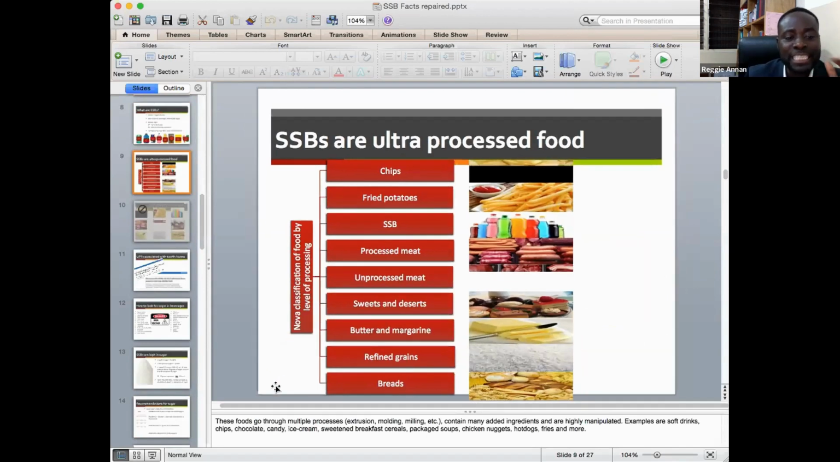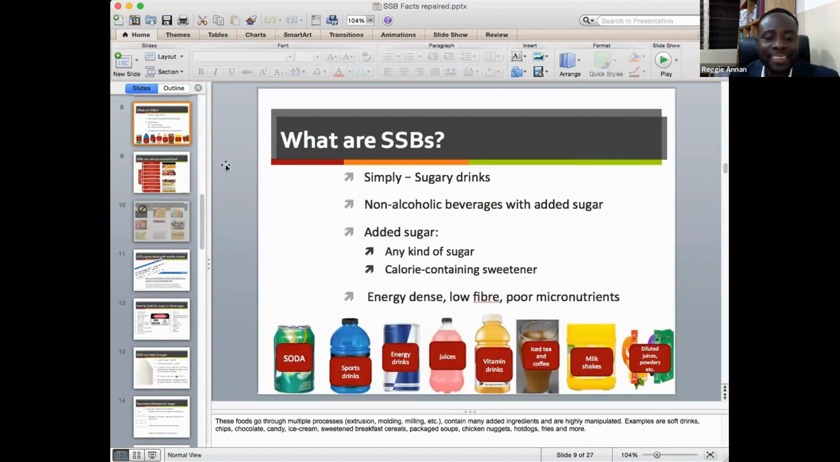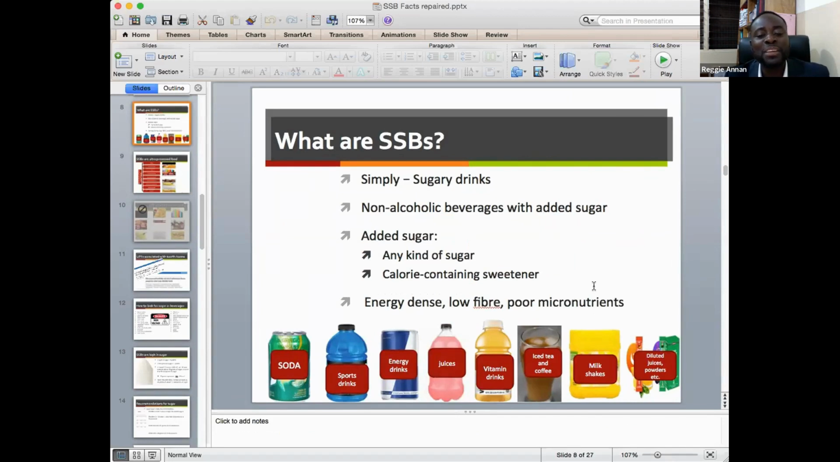So this now takes me to the SSBs. What are they? Simply put, sugar-sweetened beverages are sugary drinks, and that's the fact. Names have been changed to SSBs to give them a certain connotation of something very special, but basically they are sugary drinks. They are non-alcoholic beverages with added sugar. Usually the added sugar can be any kind of sugar or caloric sweetener. And usually they are energy dense, they have no fiber at all, or very little, and they are of poor micronutrient status.